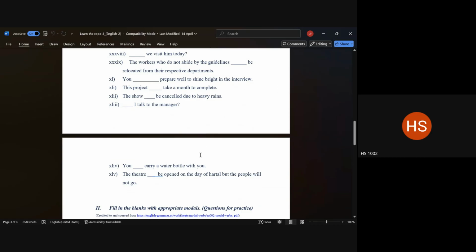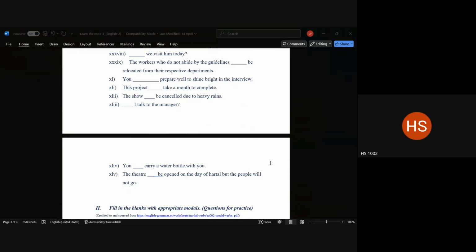Okay. And the last one here, the theater dash be opened on the day of Hartal, but the people will not go. Will. The theater may be opened. Okay. Might be opened. Shall be opened. Yes.